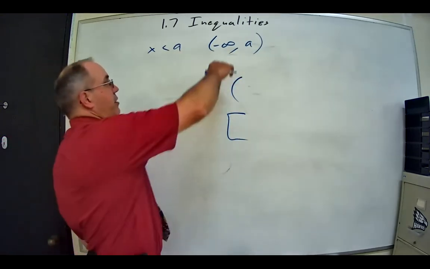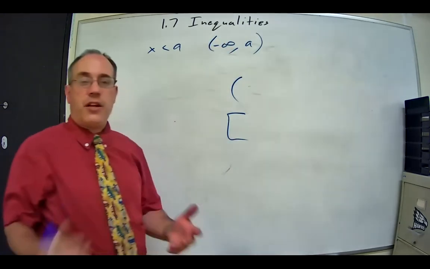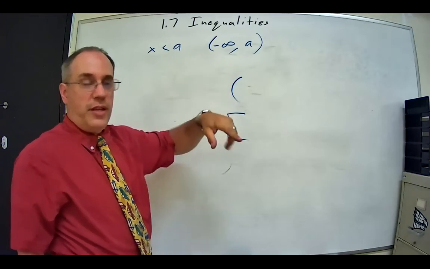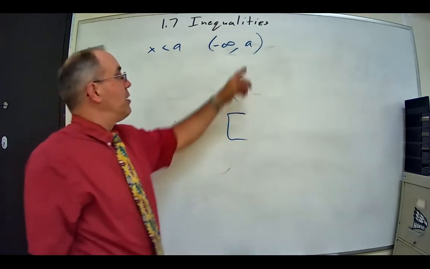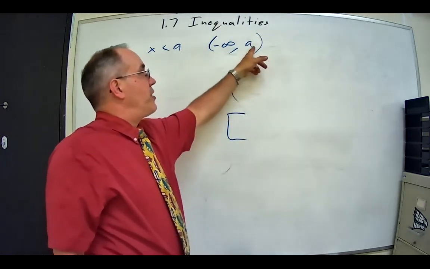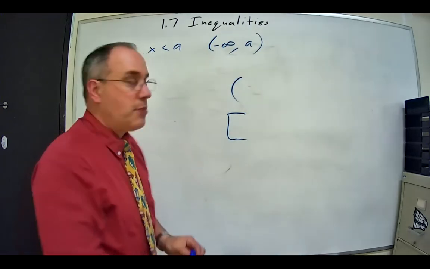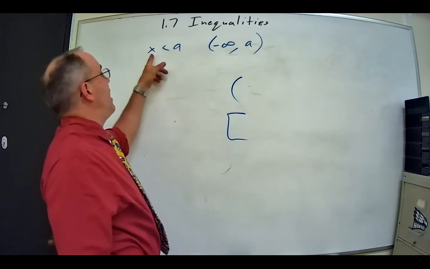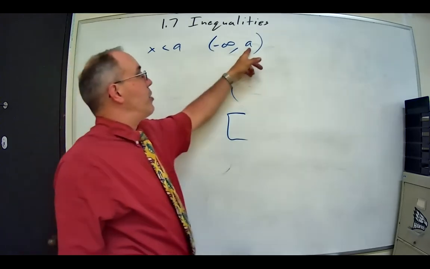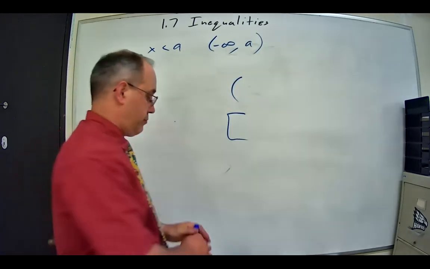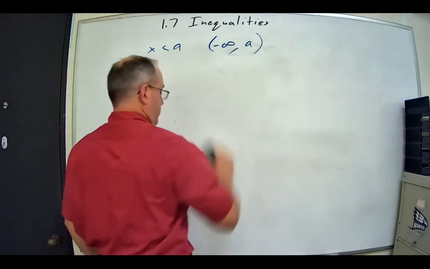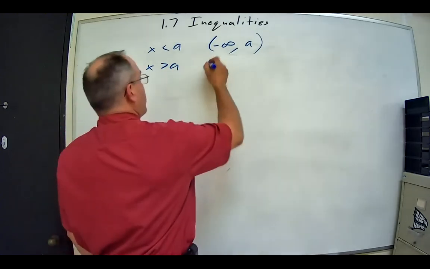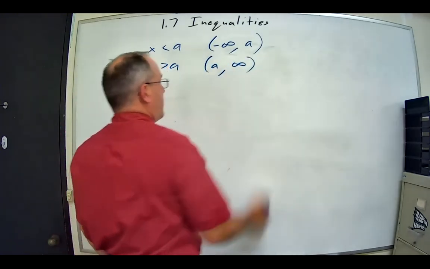Never include infinity. Infinity is a concept, so it never gets square brackets. So anytime you're using negative infinity or positive infinity, you're always going to use the parenthesis. Whether you use a square bracket or parenthesis for the other part of it depends on whether this can be equal to that value. And this says strictly that x must be less than a. So it approaches a, but it never touches a. If x is greater than a, then we have from a to positive infinity.